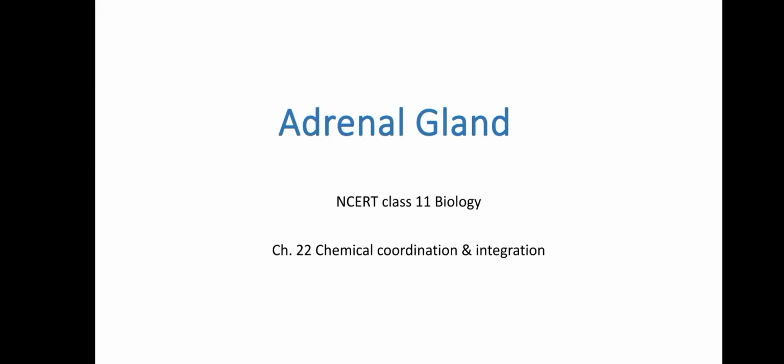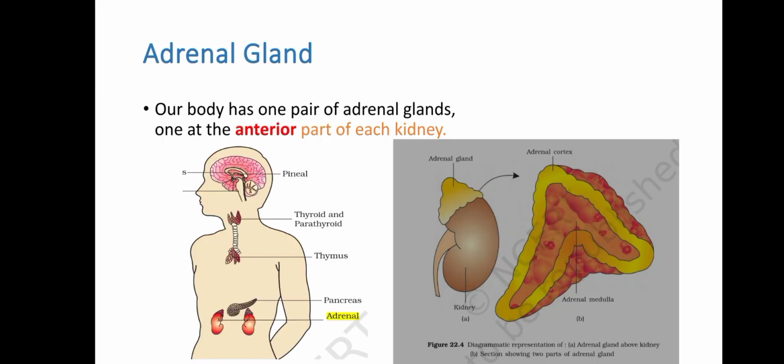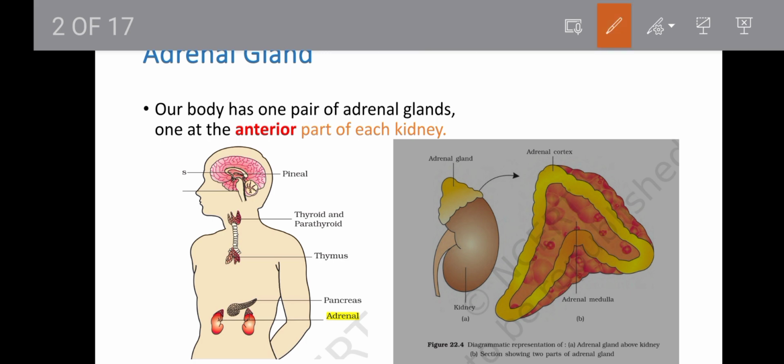Adrenal gland. Our body has one pair of adrenal glands, one at the anterior, that is the front part of each kidney. So you can see the adrenal gland in the anterior, that is the front part of the kidney.